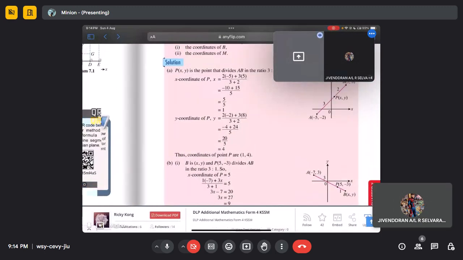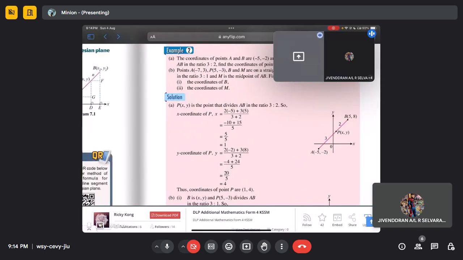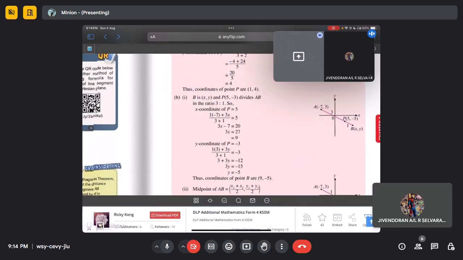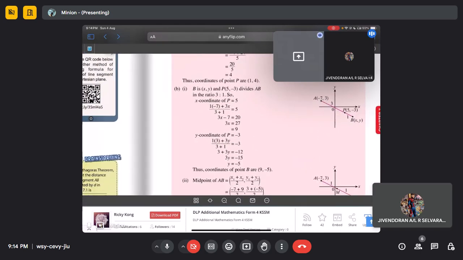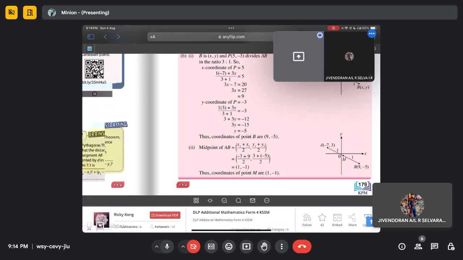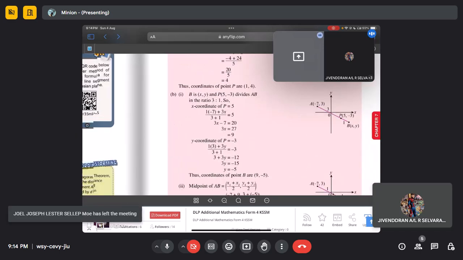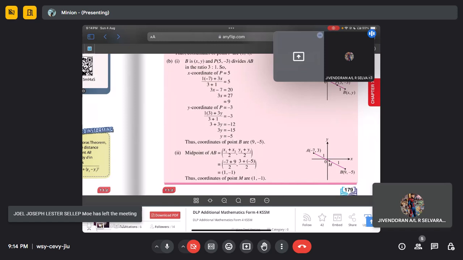Continuing with Roman B. Question is find the coordinates of M. Okay, so now you can label here small. B you already know, which is 9 and -5, right? The coordinate. Using that, you can find Roman 2, which is the coordinate of M. Midpoint of AB, x1 plus x2 divided by 2, y1 plus y2 divided by 2. Anyone know what comes first? Midpoint formula, right? Need to know this.